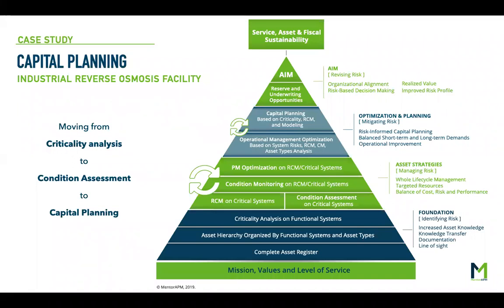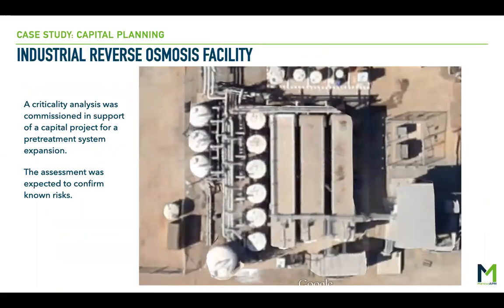We move from criticality to condition assessment to capital planning. So we're going to move up like this. And this is an example that we did a few years ago as well. This is an industrial facility that provides processed water, RO water, to a facility. And these are the ion exchange columns. And they were slated for about $1 million or so of refurbishment, a capital project that we thought was the most important thing. But prior to engaging in this, we decided let's do a criticality analysis. And then during the analysis, we looked at all the assets again.